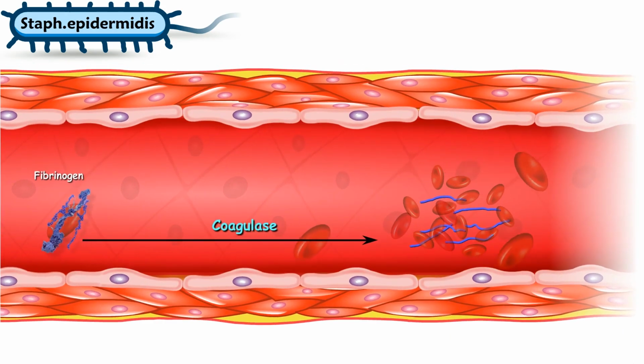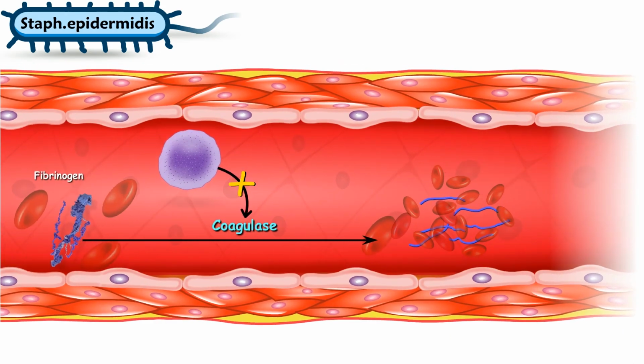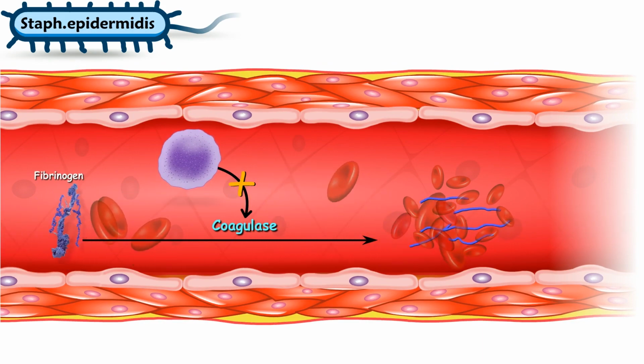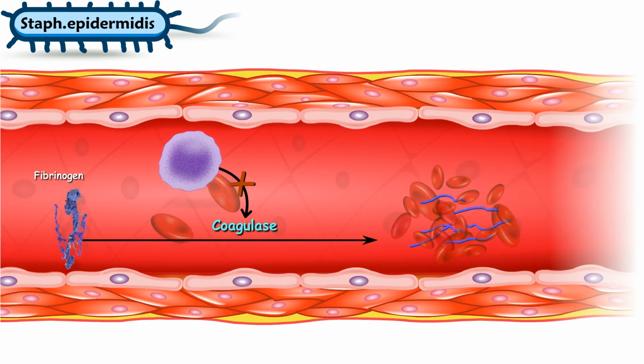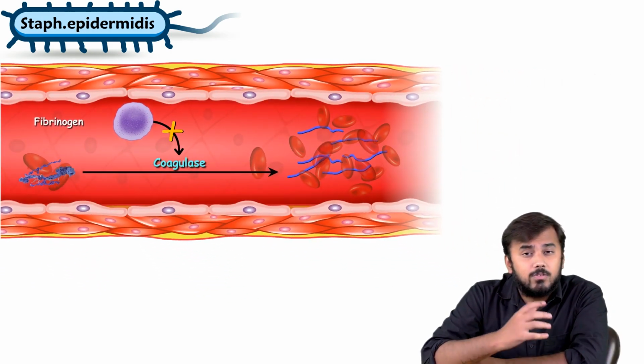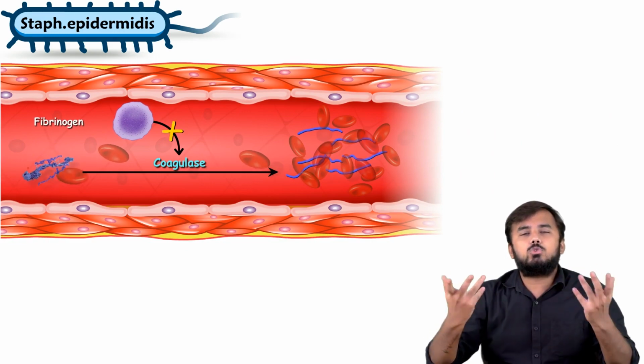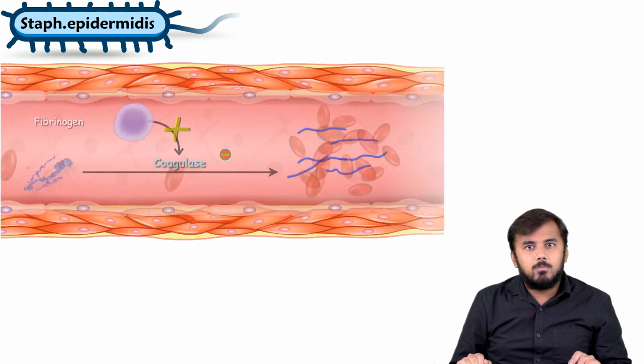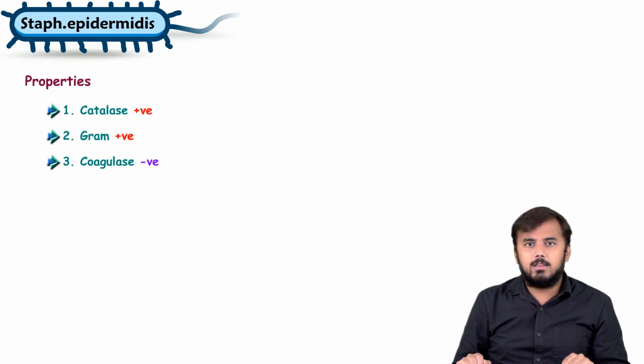But unfortunately, this bacteria doesn't have the capacity to release the coagulase enzyme. So if it doesn't have that capacity, will it convert fibrinogen to fibrin? No. So when it doesn't convert fibrinogen to fibrin, can I tell it is a coagulase negative bacteria? Point number 3, it is coagulase negative bacteria.